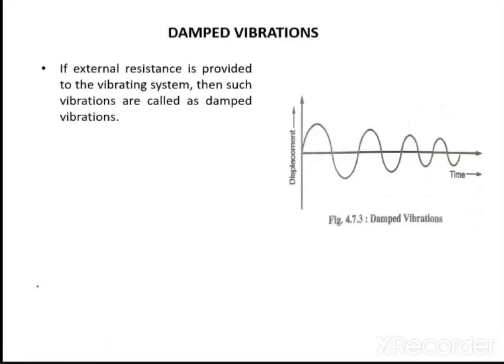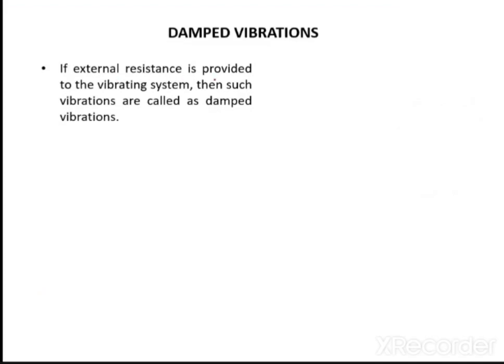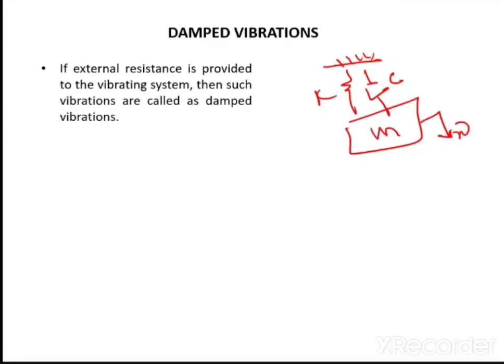Okay. So now these concepts are very important. Now, damped vibration. What is damped vibration? If external resistance is provided to the vibratory system. So, if you take an example of a simple spring mass system, here I am taking C, K and M. Give a small displacement X. Now, the system will start vibrating. And C is nothing but the damping. So, the damper is defined by C, the spring is defined by K, and the mass is defined by M. So, basically, a vibratory system has three basic elements: M, C, K. Okay. Is it clear?